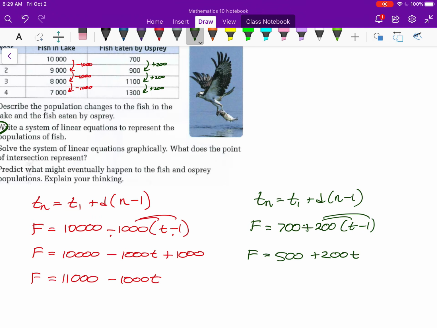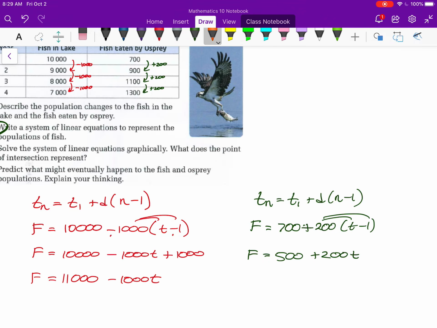All right, so there are my two equations for the populations. This is the population of fish in the lake. This is the population of fish being eaten by osprey each year in the lake. Okay, then it says to solve this system. It actually says to solve it graphically, so I'll do that graphically. And then, what does the solution represent? Okay, so that's it. This would be a pretty easy system to solve algebraically as well.